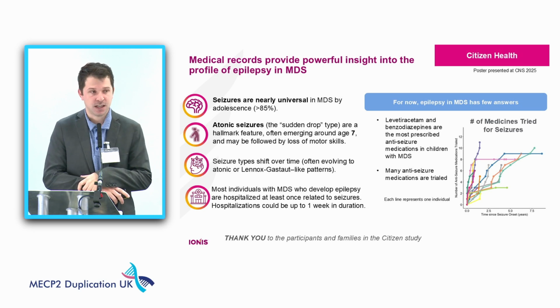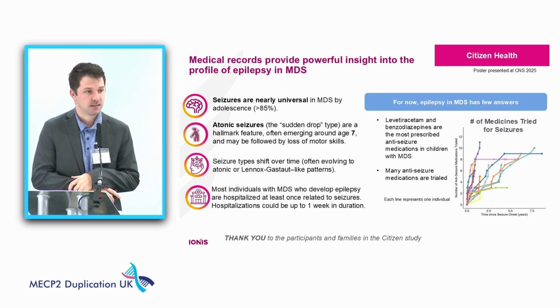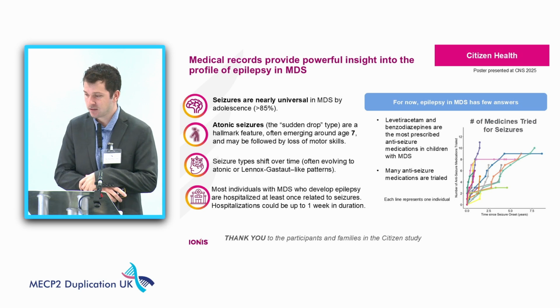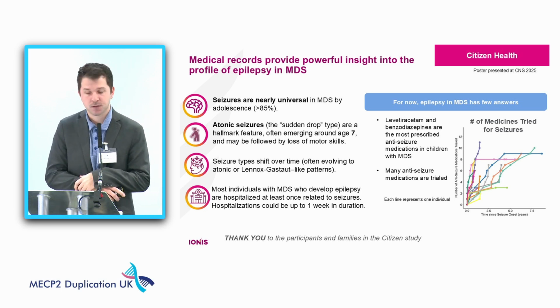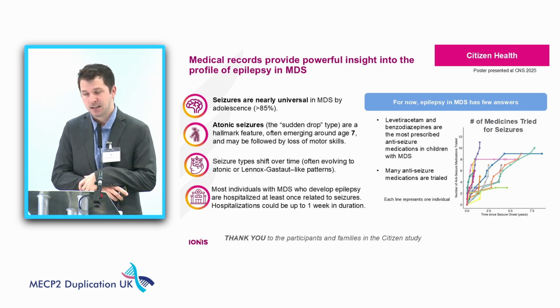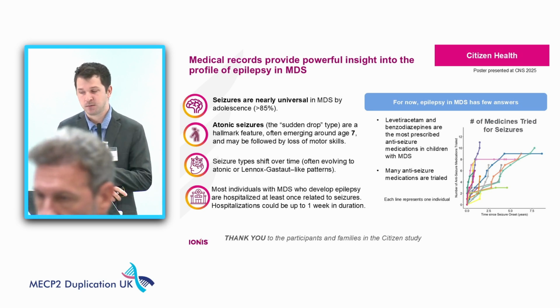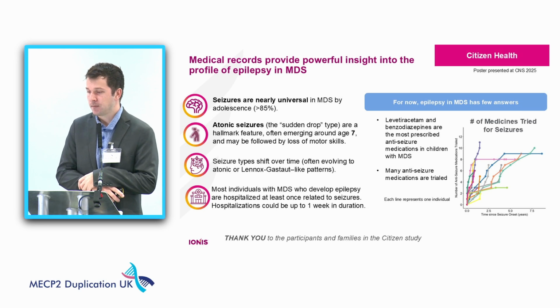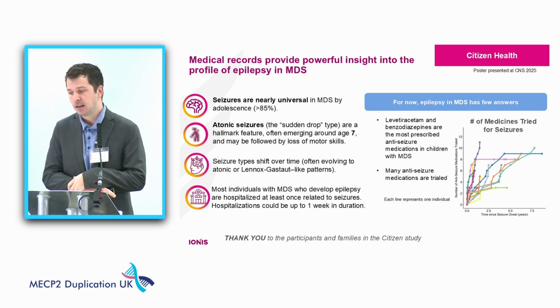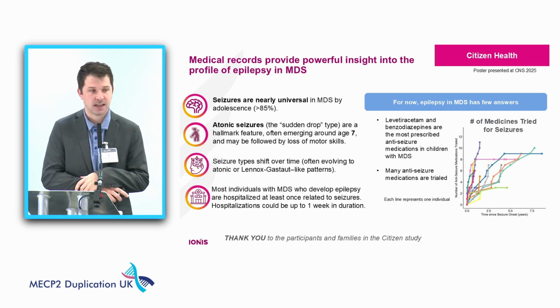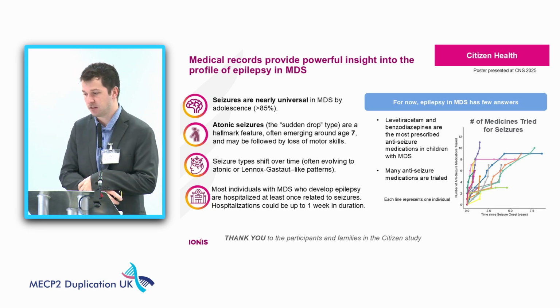The seizure presentation also emerged in a consistent pattern. So there were atonic seizures, the sudden drop type, that appeared as a hallmark feature, often emerging around age 7 years, and those appeared to be followed by loss of motor skills. The seizure types could start non-specifically or generally, and then shift over time, evolving into that atonic or Lennox-Gastaut presentation.